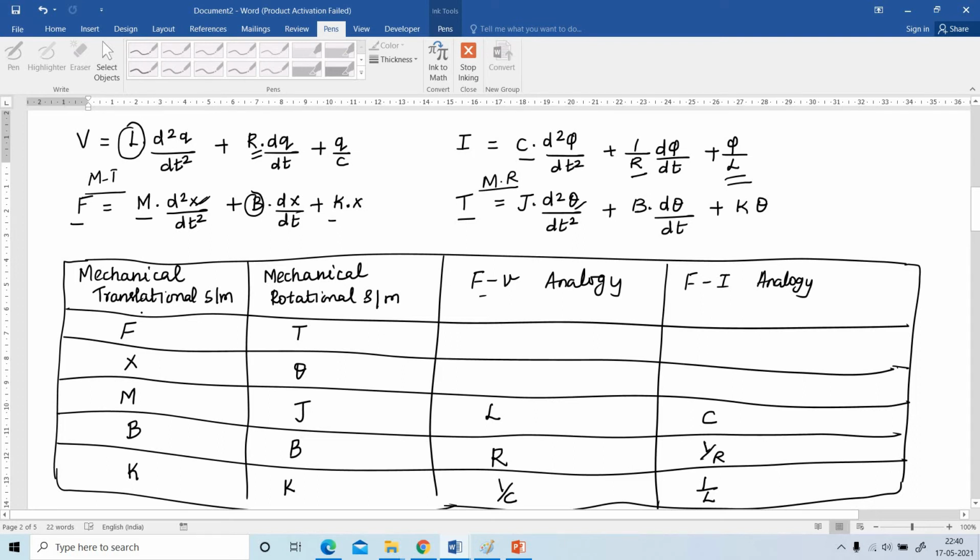And then for the mechanical translation system and rotational system, in the force voltage analogy, force and torque are equal to voltage. And here in the force current analogy, force and torque are equal to current. And next, the displacement x and theta are equal to Q in the force voltage analogy. Here that is equal to pi, flux, in the force current analogy. So this is the way to remember this table column in an easy way.